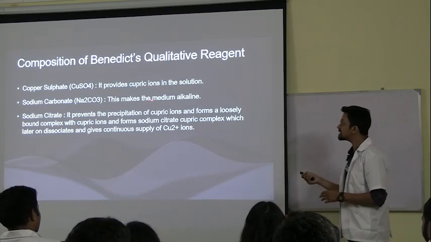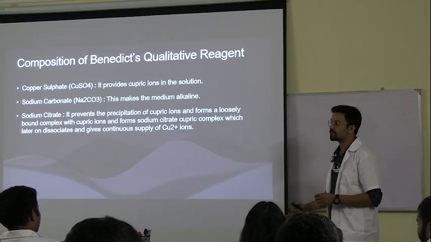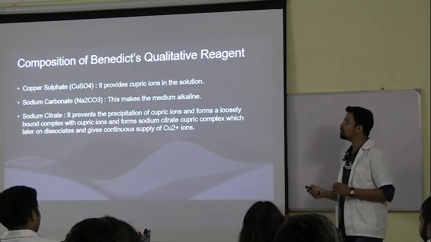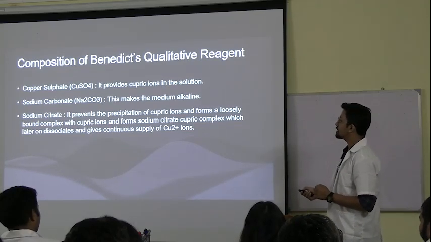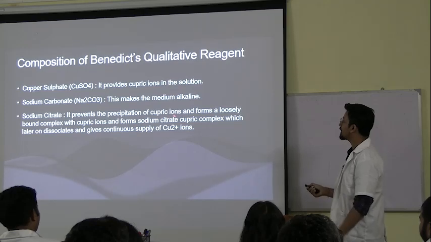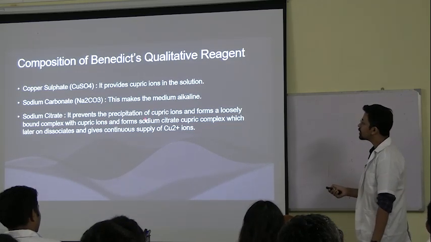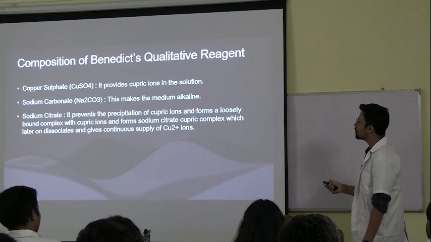But if it does that, then the test will not take place. So we have to keep a continuous supply of copper. And with what will we do that? That is the sodium citrate. It prevents the precipitation of the cupric ions and forms a loosely bound complex with the cupric ions, forming the sodium citrate cupric complex. This is the complex that is forming.